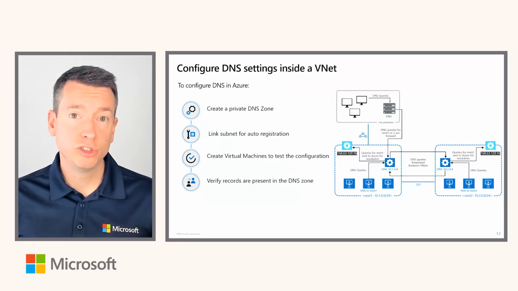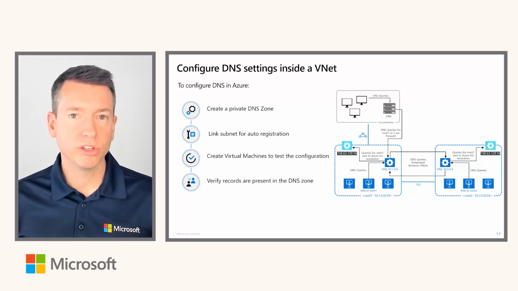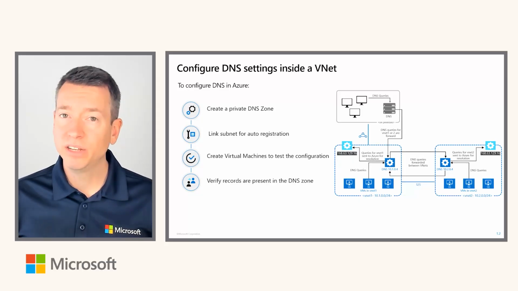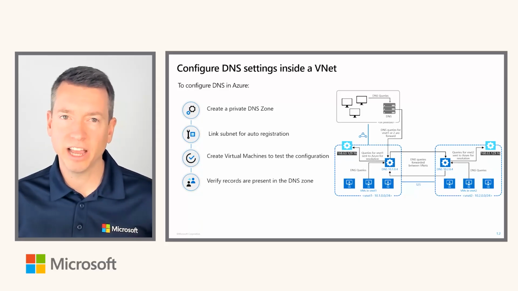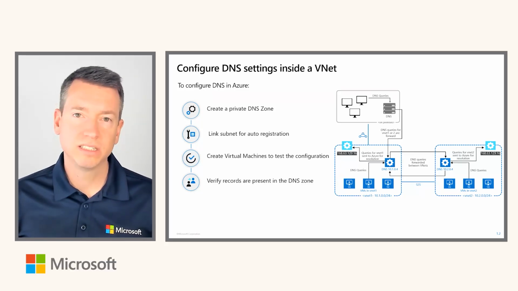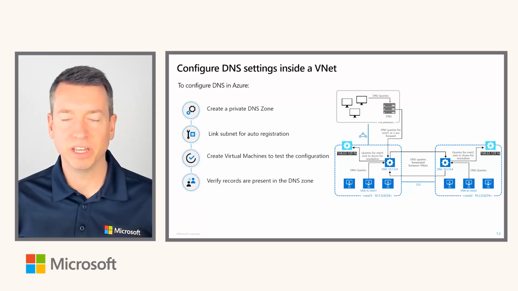Make sure you know the 2 different ways of configuring DNS inside of a VNet. You can use your own DNS solution, or you can create a private DNS zone and then leverage the Azure-provided name resolution. With the default DNS configuration, you are using Azure DNS, and all requests will be forwarded to 168.63.129.16. Now remember this IP address for your exam.